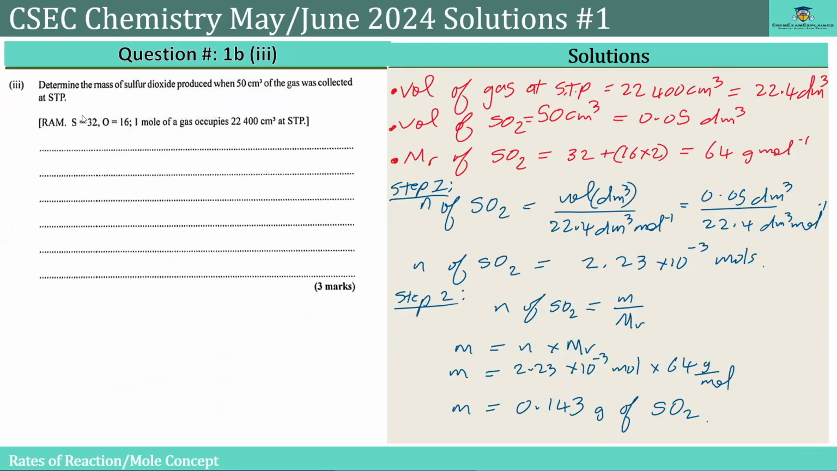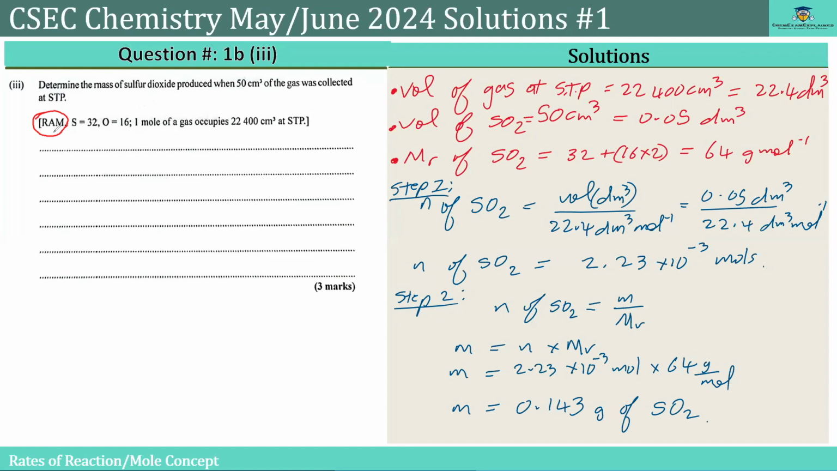Let's continue. 1b part 3. Determine the mass of sulfur dioxide produced when 50 cm³ of the gas was collected at STP. Let's start by looking at the information that was given. Now the first thing I see that is an issue is the relative atomic mass of each of the elements. For sulfur, we get 32. For oxygen, we get 16.